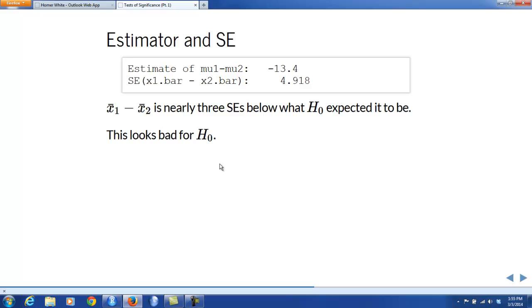Turning to the inferential results, our estimator for mu1 minus mu2 is the difference of the sample means, the x1 bar minus the x2 bar. Since the females were the first group, and they were at 100, and the males were the second group at 113, the difference is negative, negative 13.4. Now the standard error for x1 bar minus x2 bar is about 4.9. So notice that x1 bar minus x2 bar is nearly 3 standard errors below what the null hypothesis expected it to be. This looks kind of bad for the null.